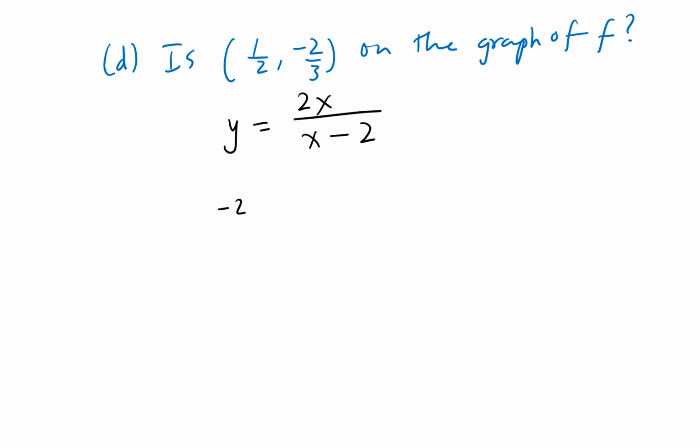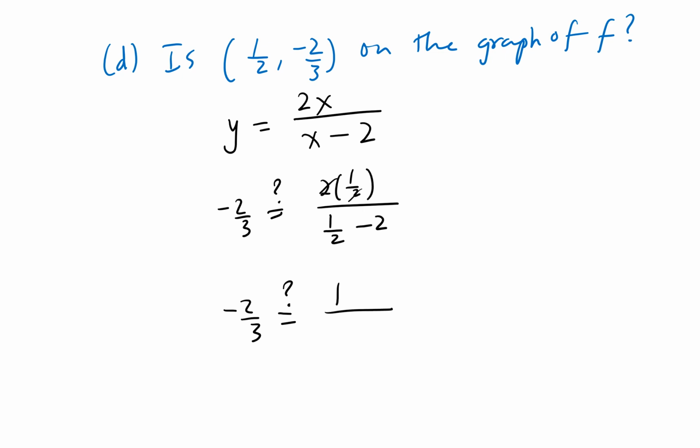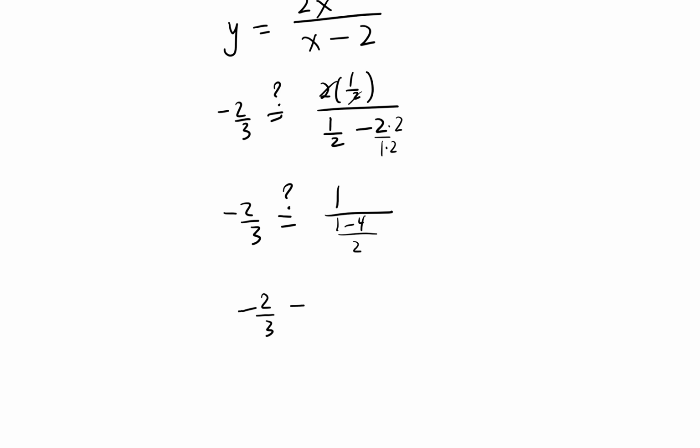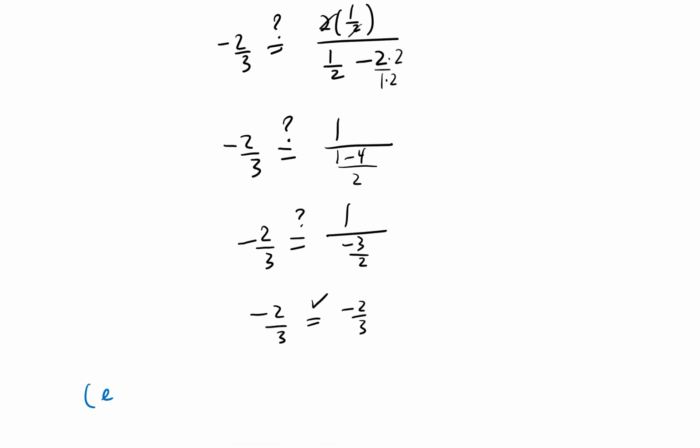So the y is negative 2/3. Is that going to be 2 times the x, which is 1/2, over 1/2 minus 2? That's what we're going to be testing to see if it works or not. Will negative 2/3 work? I can't do anything on the left side, but on the right side, these cancel, and I get 1 over, if you combine these by multiplying by 2, 1 minus 4. Is negative 2/3 the same as 1 over negative 3/2? Well, it flips the fraction. Yes, they are the same. So that tells us that that point is really on the graph.